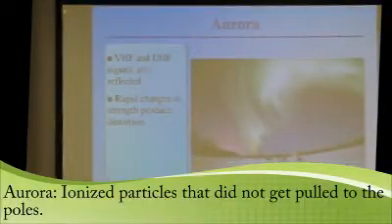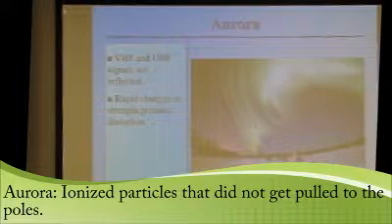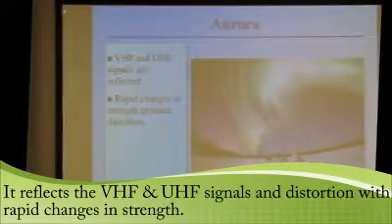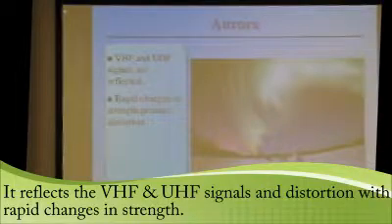The aurora is ionized particles that can get pulled to the poles, the North Pole and the South Pole. And it can cause rapid changes in signal strength. But it also can affect propagation because it's ionized parts of the atmosphere, and as we see, that can cause reflections and whatnot for radio waves.